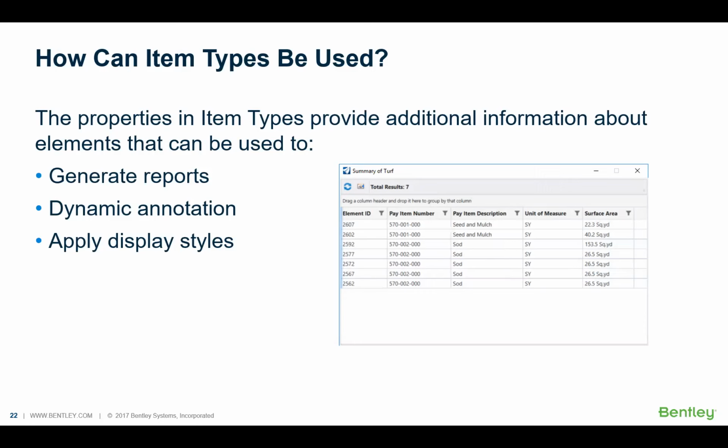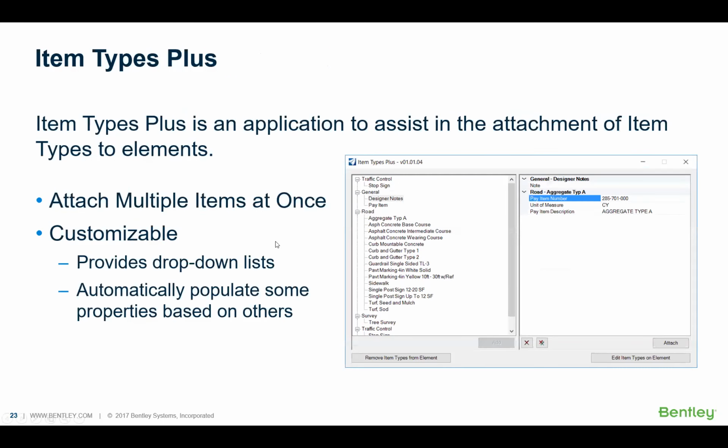How can they be used? Item type properties can be used in reports, so reporting on your different pay items. They can be used in annotation, so you can add an item type property and then use text favorites to annotate on that. And they can also be used to display your elements in different ways using display styles. Also, we have item types plus, which allows you to attach multiple items at once. It's more customizable too, allows drop down lists, and it can automatically populate some other properties based on certain things.